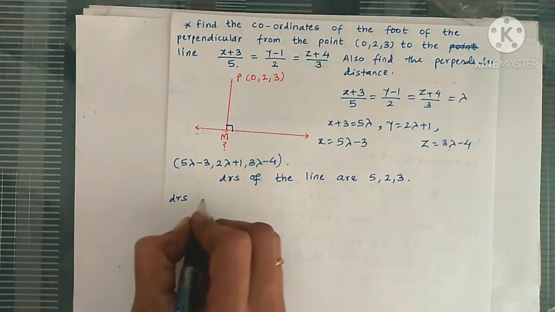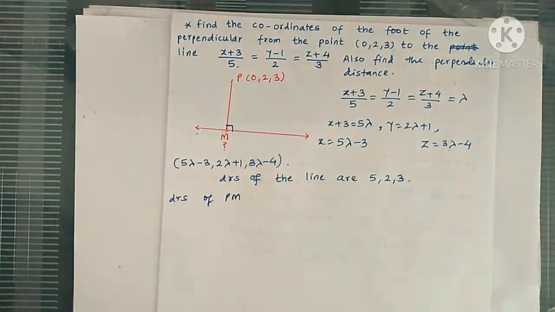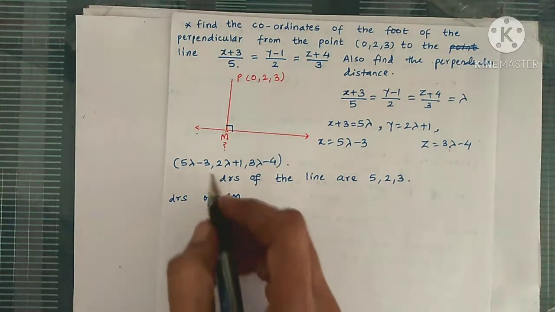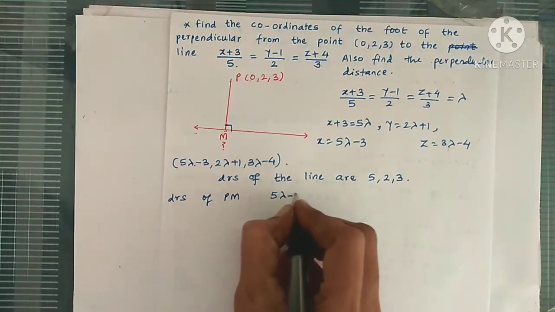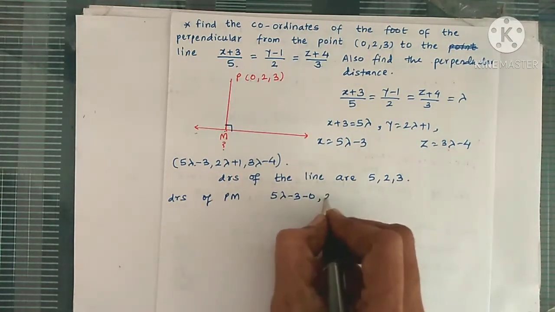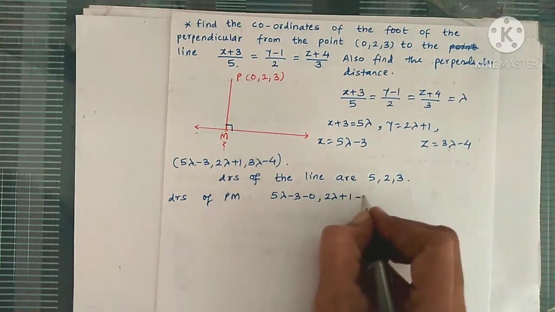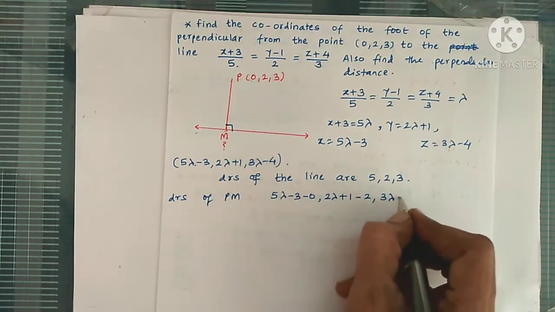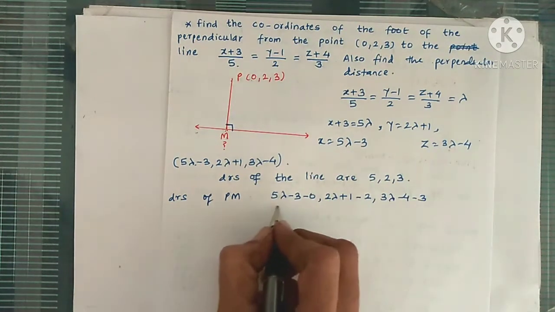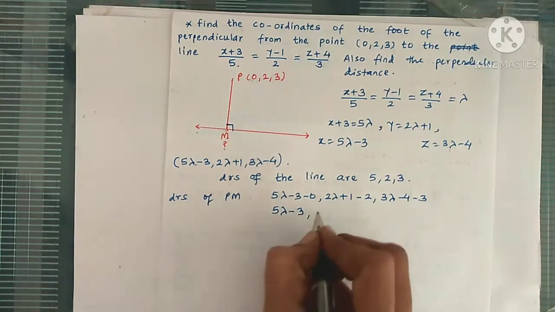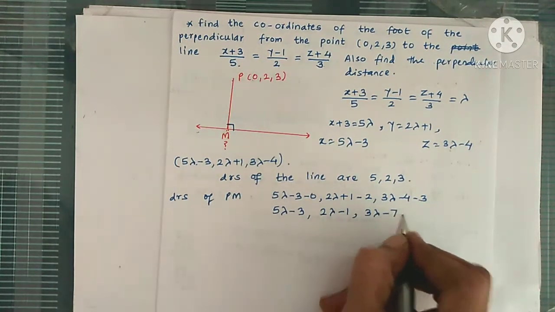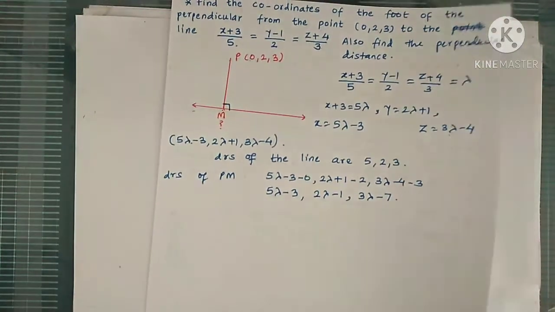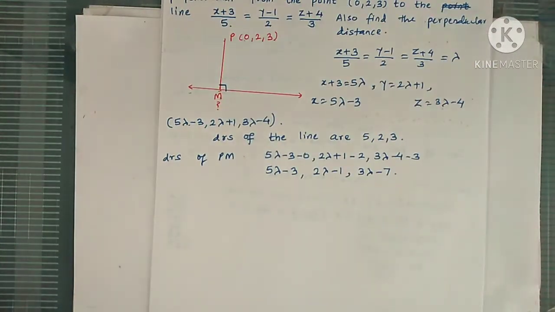Now to find direction ratios of PM, we have to find M bar minus P bar. So that will be 5 lambda - 3 - 0. For the y coordinates it is 2 lambda + 1 - 2. 3 lambda - 4 - 3. So that is 5 lambda - 3, 2 lambda - 1, 3 lambda - 7. Now we have direction ratios of both the lines, line PM and the given line.